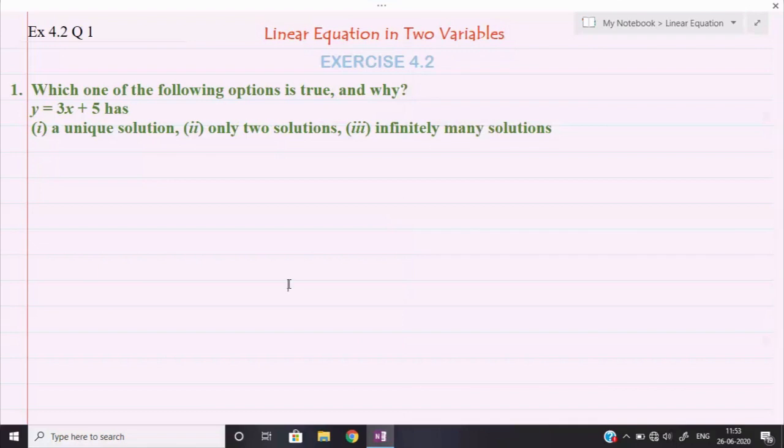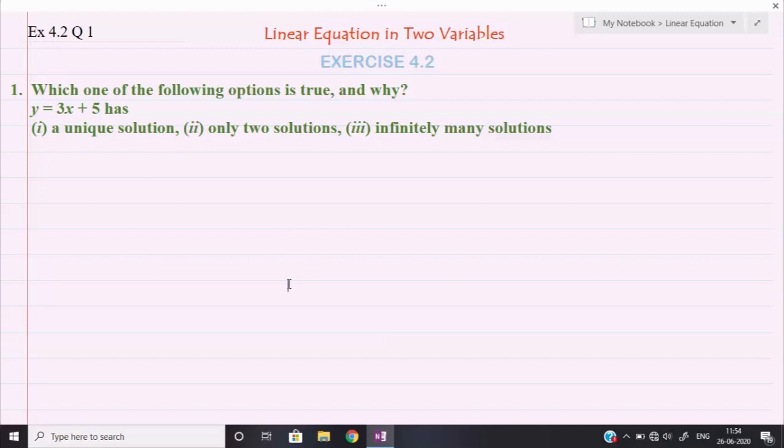Which one of the following options is true and why? y is equal to 3x plus 5. We have been given the equation. They are saying y is equal to 3x plus 5, which is a linear equation in two variables, has a unique solution, only two solutions, or infinitely many solutions. See, in the previous question I took x equal to 0 and got y equal to 4, and I said 0 comma 4 is the solution. But another person can say why you have taken x equal to 0, we can take x equal to 1 also, or x equal to 2, or else we can take the value of y equal to 0, then accordingly the value of x could be found.